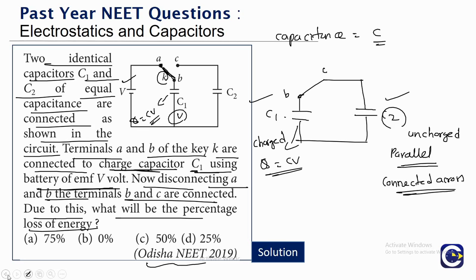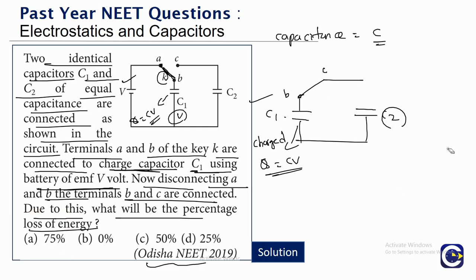Now when we are connecting it across this uncharged capacitor, what is going to happen? Essentially some charge flow will occur, right, from C1 to C2, and this charge flow will happen in such a way that finally the potential across both the capacitors will be the same. That is the basic principle.